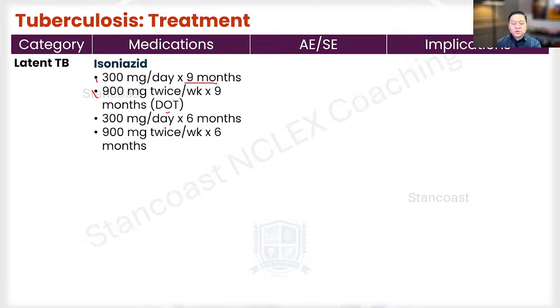Now, there's also an option for the patient to have the 300 milligrams per day for 6 months of therapy, and also 900 milligrams twice every week for 6 months. So it just depends on the medical provider's decision, or what they have agreed with the patient. So what works for them, then that would be the option.